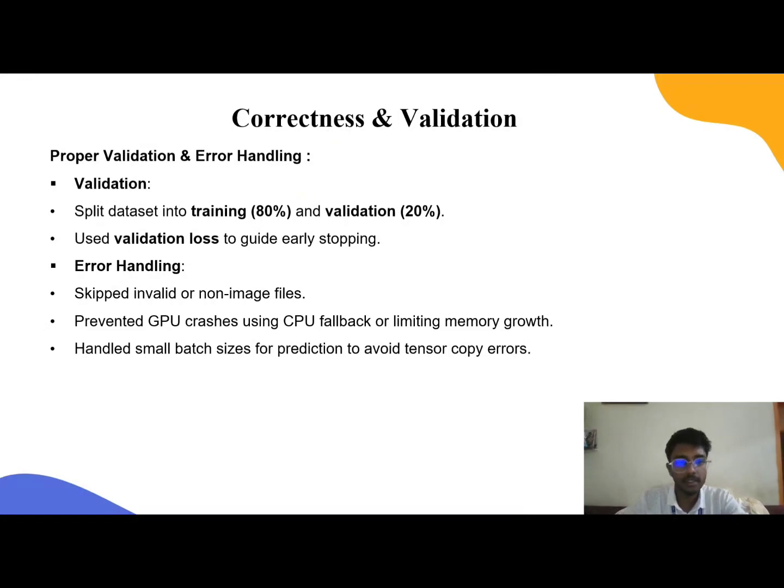Next is the error handling. To ensure smooth execution and robustness, we implement several error handling techniques such as we skip the invalid files or files that were not images to avoid crashes. In case of GPU memory issues, we use CPU fallback or limited memory growth to prevent errors. We also handle small batch sizes during prediction to avoid tensor copy errors, ensuring that the system works even with limited resources. So next, I hand over to my teammate for explaining the flowchart of our project.